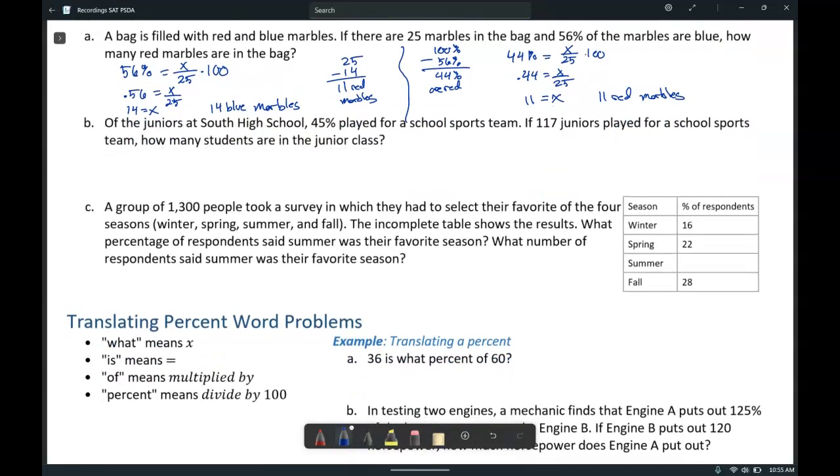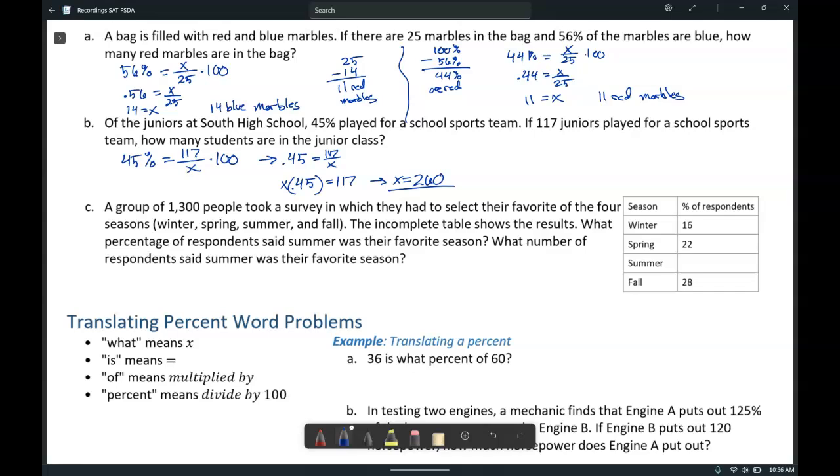Of the juniors at South High School, 45% played for a sports team. If 117 juniors played for the school sports team, how many students are in the junior class? So again, we've got 45%, okay? And we know that 117 juniors played, so that's 45% of the whole. We don't know what the whole is. So we have this value of x times 100. And now we can go ahead and solve for how many are in the entire class. We have 260 juniors in the entire class.